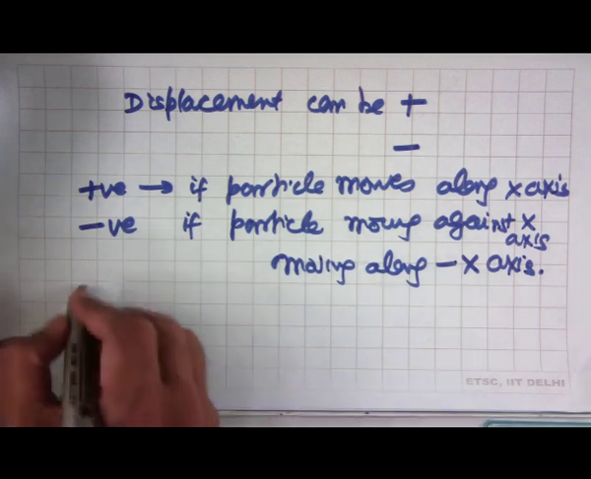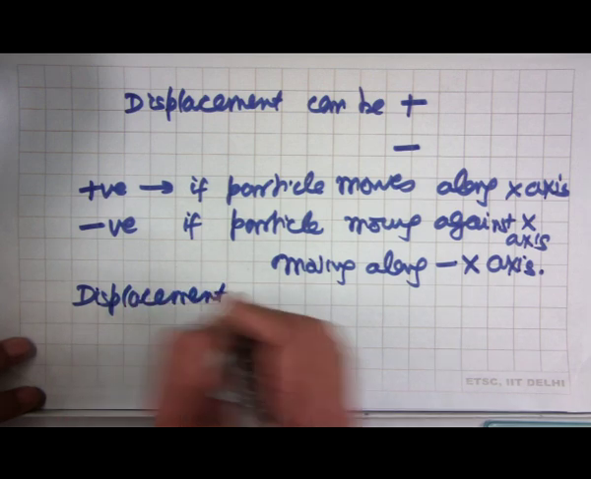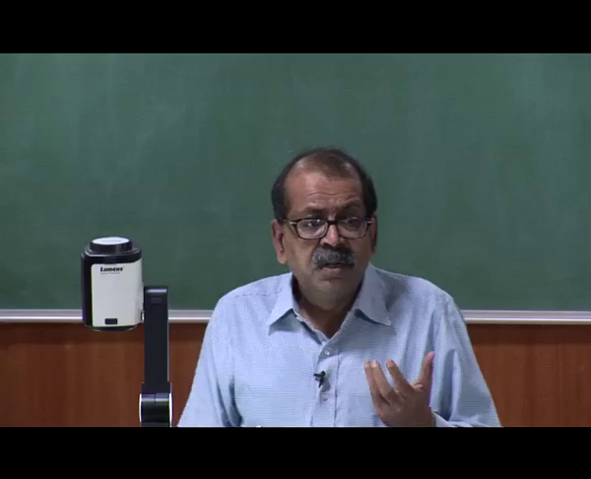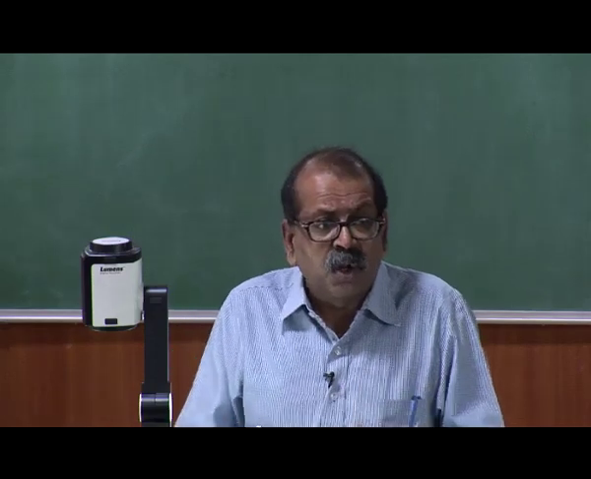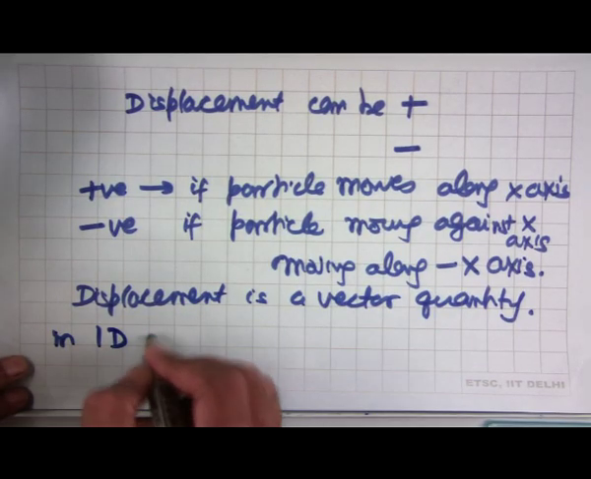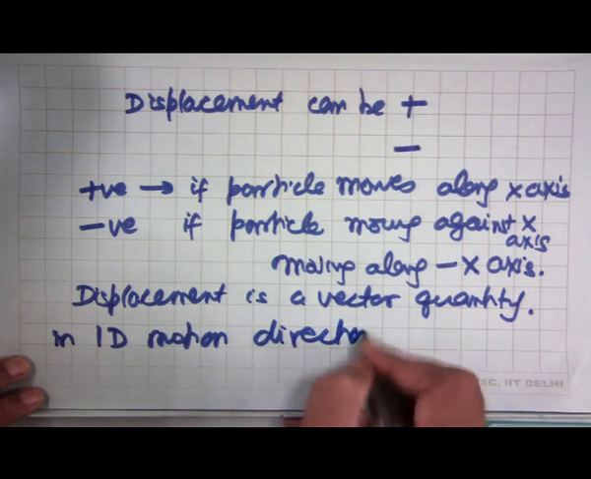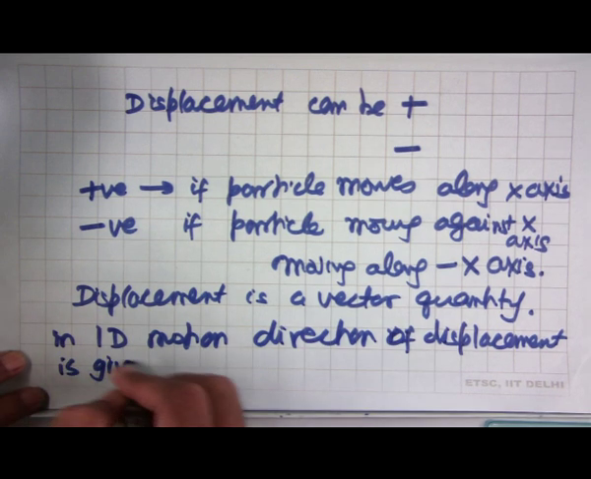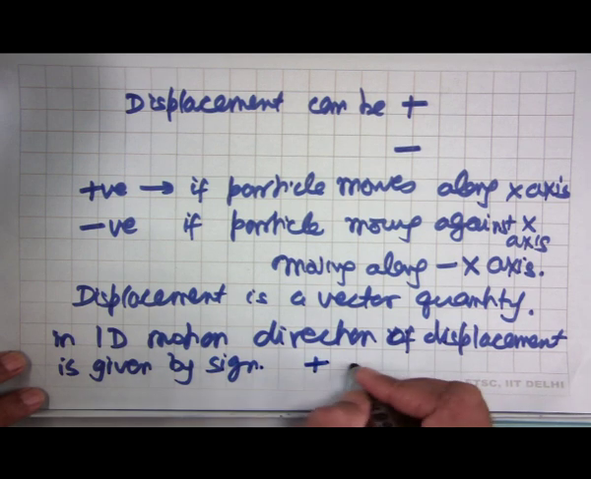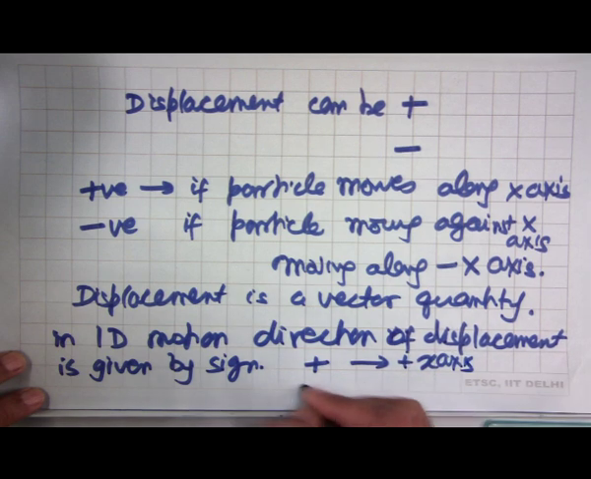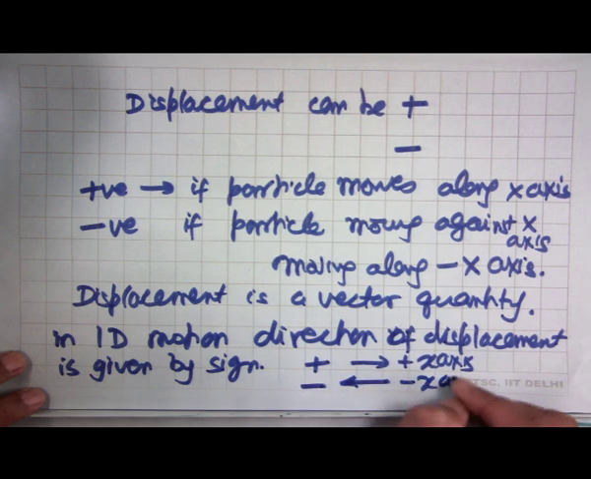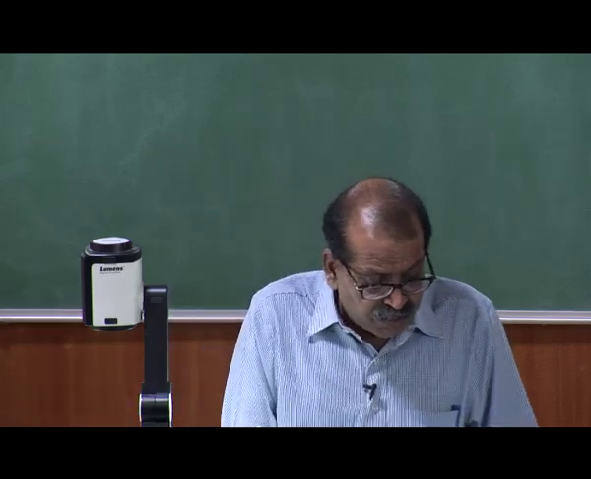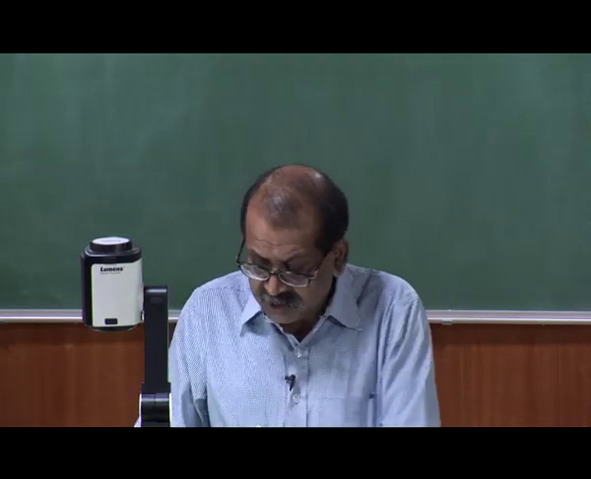Now, displacement is a vector quantity, but in one dimensional motion we do not need to give its direction, in the sense that it is always along x. So, in 1D motion, the direction of displacement is given by the sign. If displacement is positive, then it is along the plus x axis, and if it is negative, then it is along the minus x axis. This is how one writes the displacement as a vector, and it is clear from here that displacement is not the same as path length. They are two different quantities.